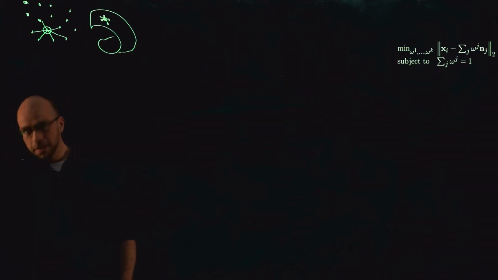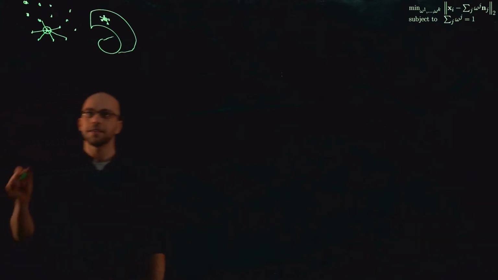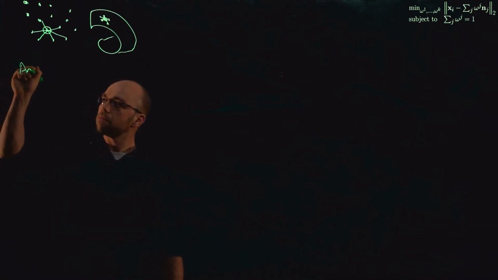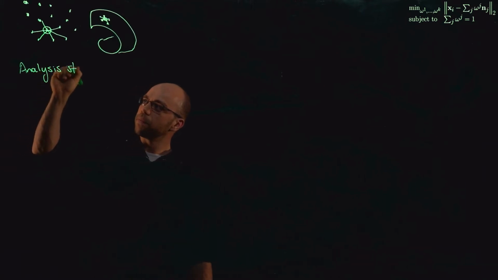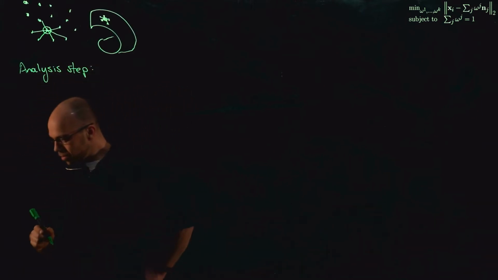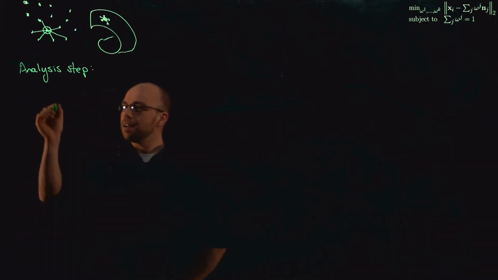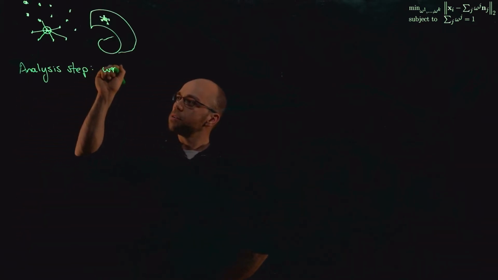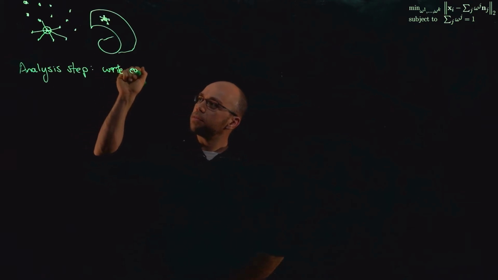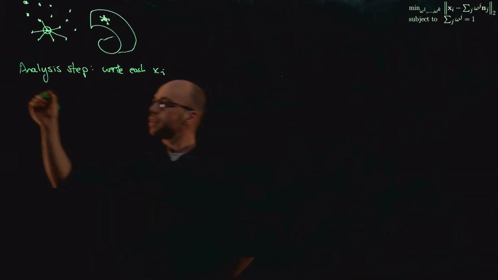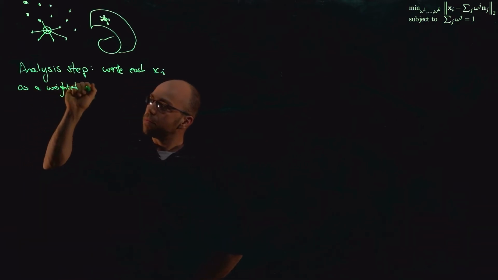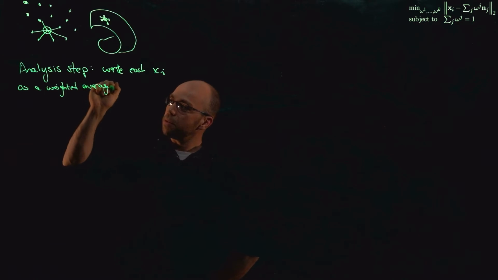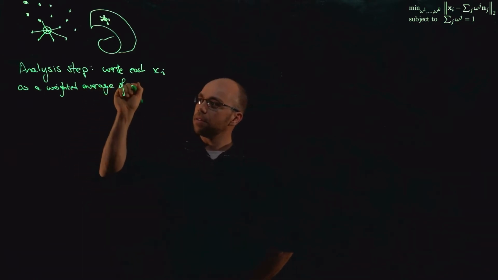Okay, so we'll move it into the corner here. The first thing that we have to do is write down the analysis step. Okay, so what we want is to write each x_i as a weighted average of its neighbors in the k-nearest neighbor graph.